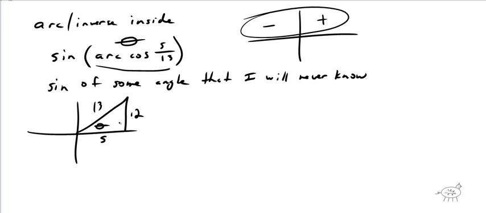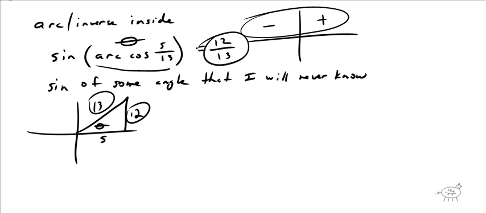So I don't know what that angle is, but I know what the triangle looks like, and then I can say, hey, what's sine of that? What's sine of that theta? And sine of theta is y over r. So the answer to this problem is going to be 12 over 13. So that whole answer is 12 over 13. That's how you do that problem.